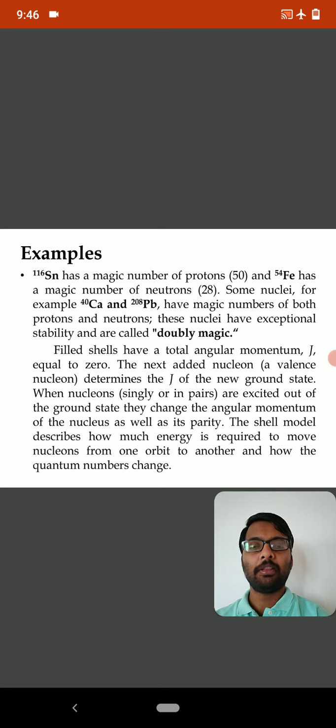Along with that, this shell model also explains how much energy is required to move a nucleon from one shell to another shell. Because of that movement, how the quantum numbers change can also be explained with the help of this nuclear shell model. So with this, we have completed our discussion on these nuclear models.